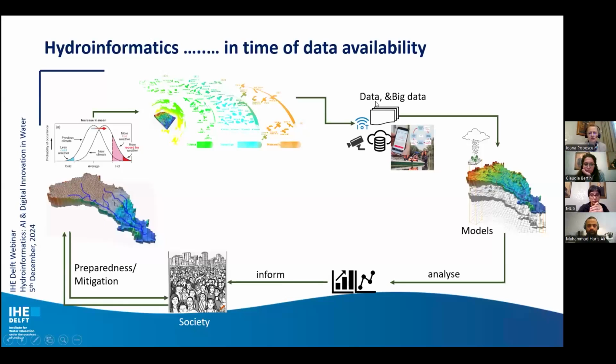Data available through different sensors are all a lot and big, and they can help us in complex, integrated modeling. The resulting models representing reality will help us to analyze and inform society. And with that, society will be prepared and do mitigation. This is a cycle that goes back and forth because whatever is done needs to start again.